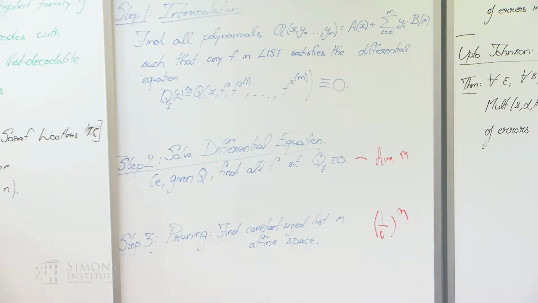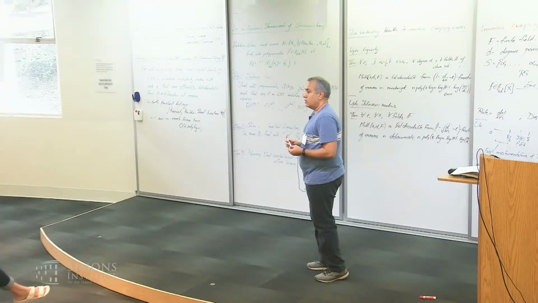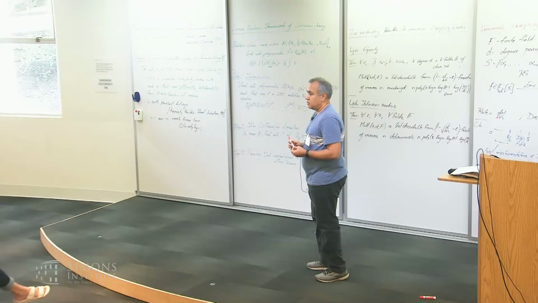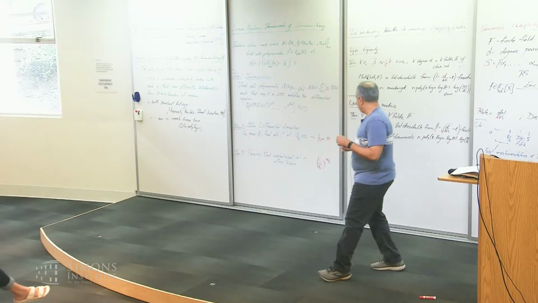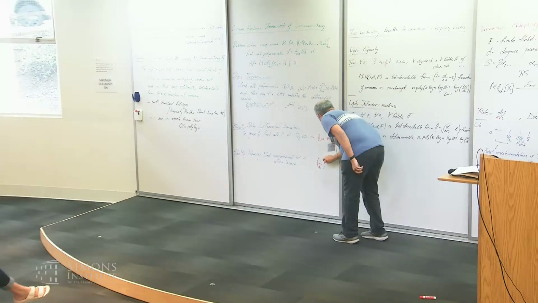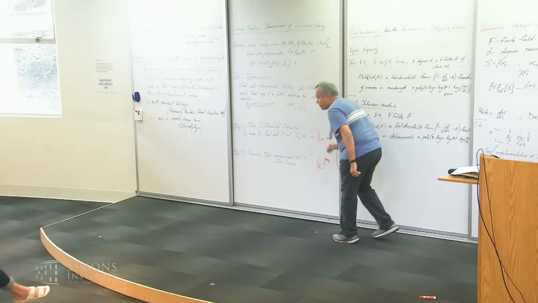So what is this 1 over epsilon to the m? That's not a constant. It's a constant. m is itself 1 over epsilon. Okay, m. Yeah. Sorry, this is m.